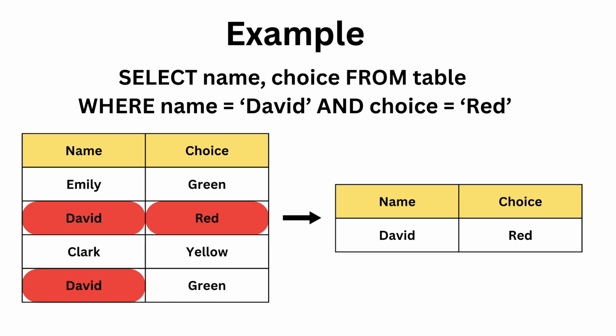Let's imagine I wanted to do multiple conditions. So previously I have two Davids here where we have green and red. I can use those logical operators such as the AND keyword to test for multiple conditions. So here I'm grabbing the name and choice column from this table where the name is equal to 'David' and the choice is equal to 'red', returning back this single row where both those conditions have to be true.